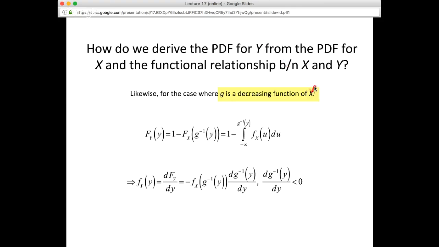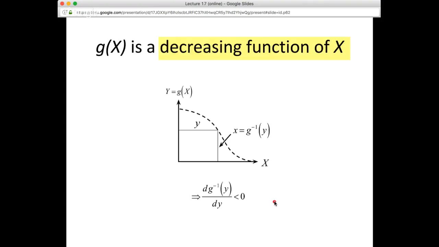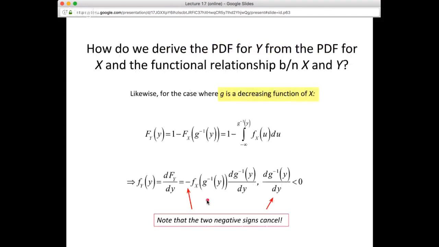So coming back, that's why we have this inequality here, dg inverse of y dy is less than 0. The main point is that in this case, where g is a decreasing function of x, we have a negative sign out in front of the PDF for x, and we also know that dg inverse of y dy is negative as well. And of course, two negative signs multiplied together cancel, so this overall quantity is going to be positive.